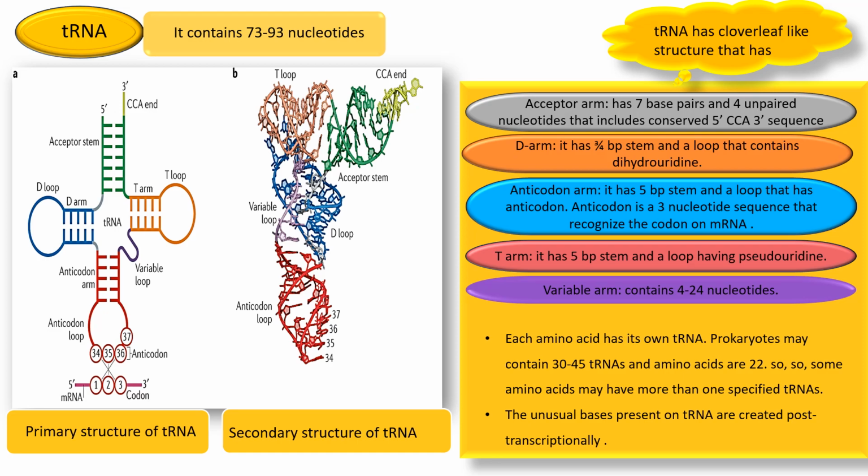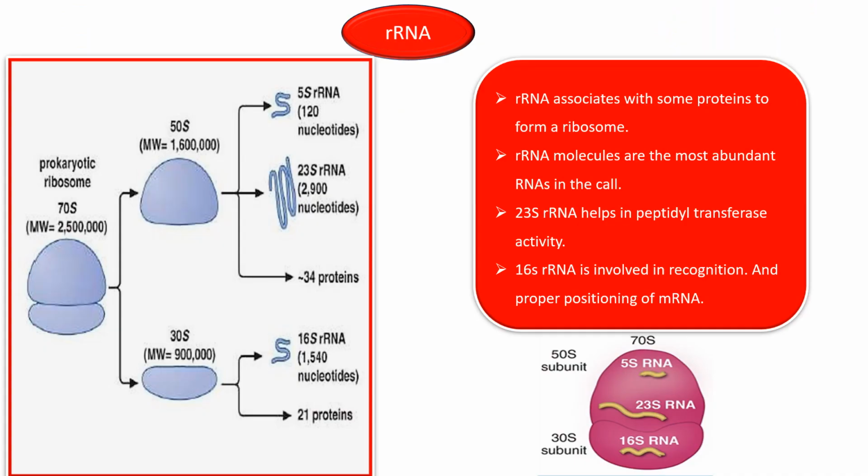Now let's talk about rRNA. rRNA, or ribosomal RNA, associates with the R proteins and forms the ribosome. In a prokaryotic cell, there is always a 70S ribosome. Now what does this capital S stand for? Capital S stands for the Svedberg unit. It is a unit to measure how fast a molecule can move in a centrifuge. So a prokaryotic cell contains a 70S ribosome.